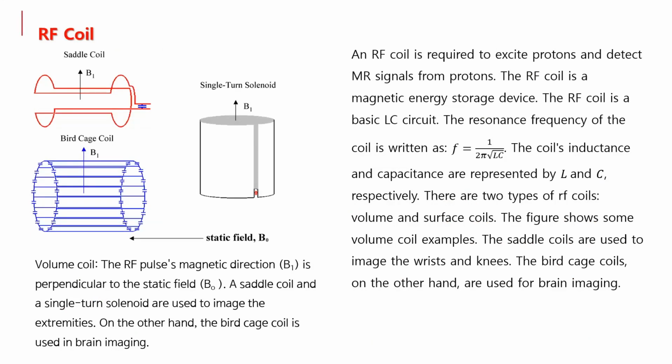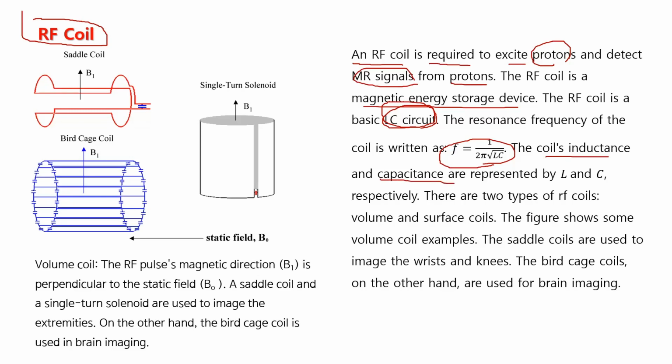Next, let's see the RF coil. An RF coil is required to excite protons and also detect MR signals from protons. The RF coil is a magnetic energy storage device. The RF coil is basically an LC circuit. The resonance frequency of the coil is written as this formula. The coil's inductance and capacitance are represented by L and C respectively.